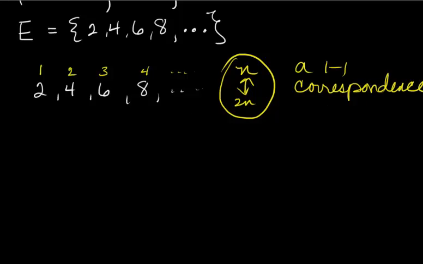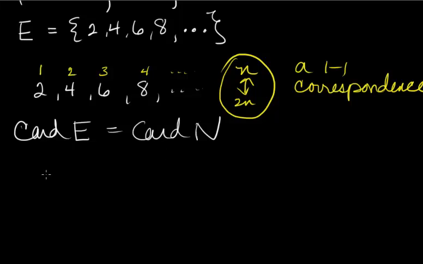And we can conclude that E and N have the same cardinality. The cardinality of E is equal to the cardinality of N because we can pair them. Now, you do not always need, in fact, you really never need to find a formula for the correspondence, because notice what I did with E. I just simply listed the elements. There's a first one, a second one, a third one, a fourth one.